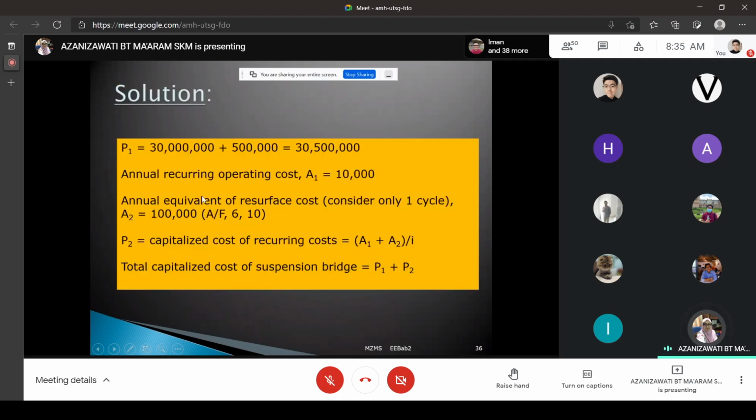So for every recurring operating cost, A1 is 10,000. For A2 is 100,000. So you have to refer A to F.